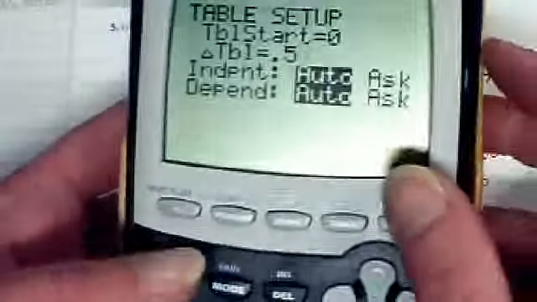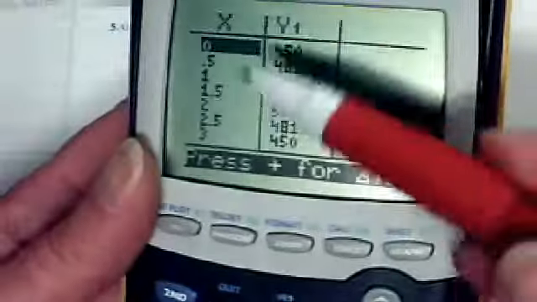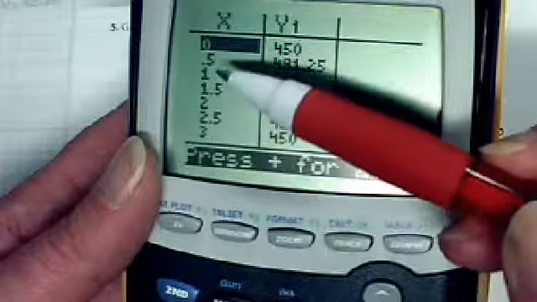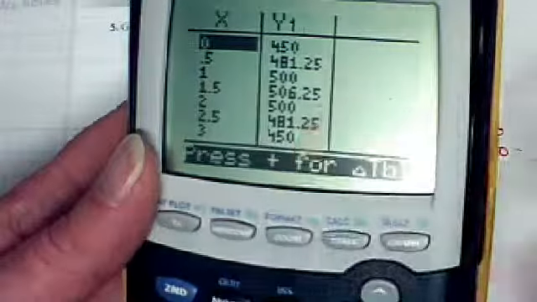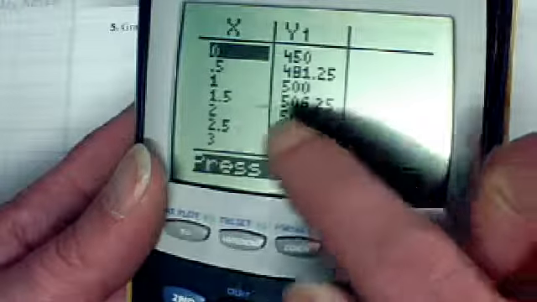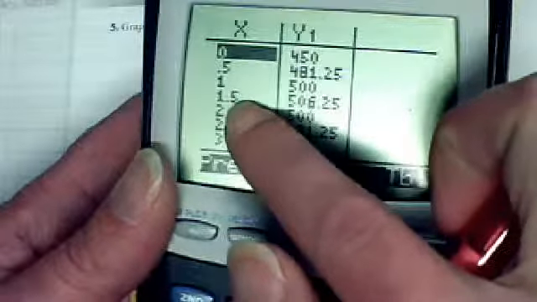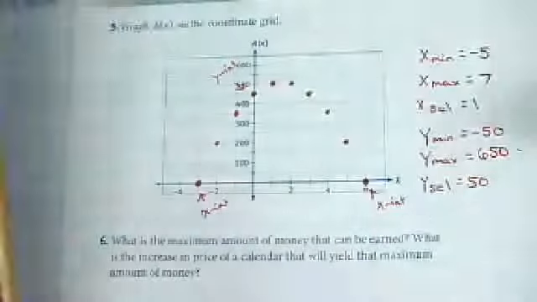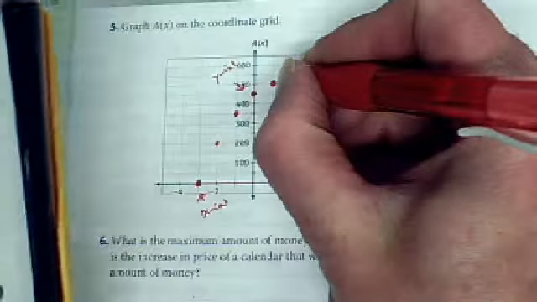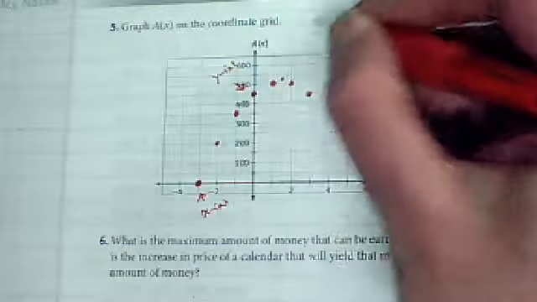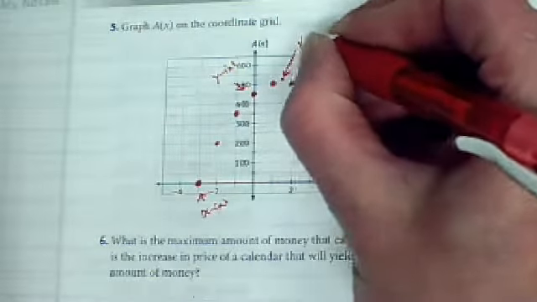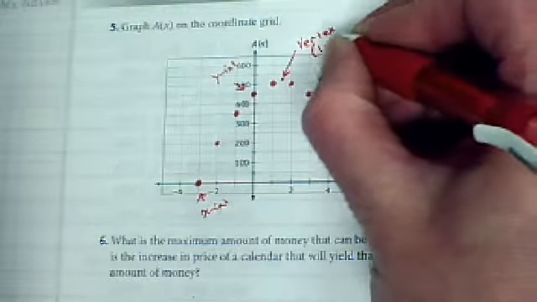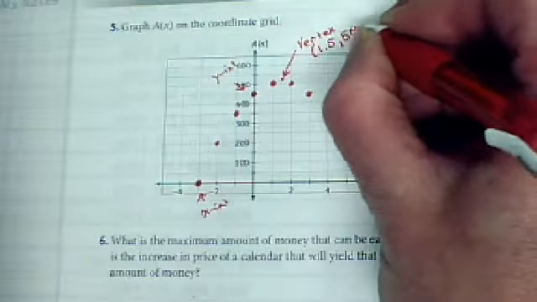Let's go back to the table now. 0, 0.5, 1, 1.5. So it changes our table, and we actually get to see a little bit more. There was 500 and there was 500. I think that the vertex was going to be right in the middle of that, because it's very symmetrical, at 1.5 and then 506. So it really is just a little bit above there. That vertex, or where the graph turns around, is at 1.5, 506.25.